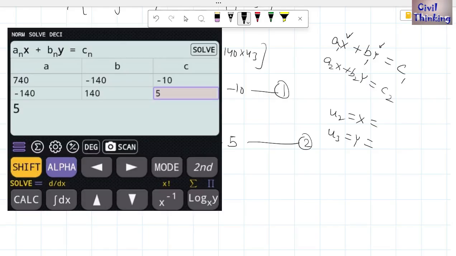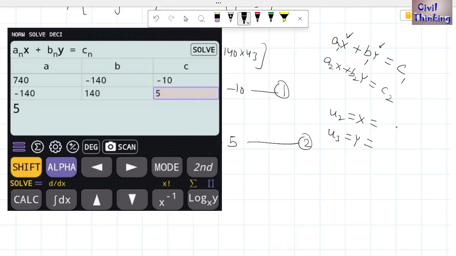Okay, so let me put the values. For a1 I will put 740, at b1 I will put minus 140, and at c1 I will put minus 10. Then the coefficient of x in the second equation is minus 140 because u2 is x, and the coefficient of u3, which is y, is 140, and c2 is 5. And c1 was minus 10.